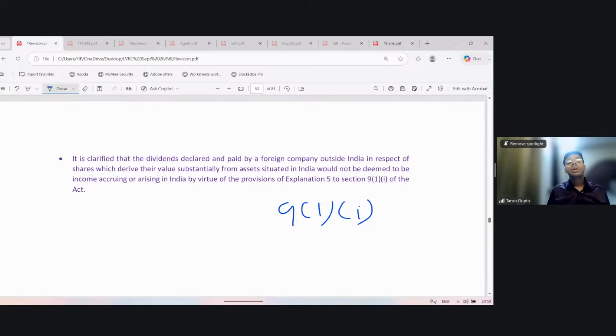So even if the shares of a foreign company derive substantial value from Indian assets and they are deemed to be located in India, still the dividend paid by the foreign company shall not be deemed to accrue or arise in India. Clear?